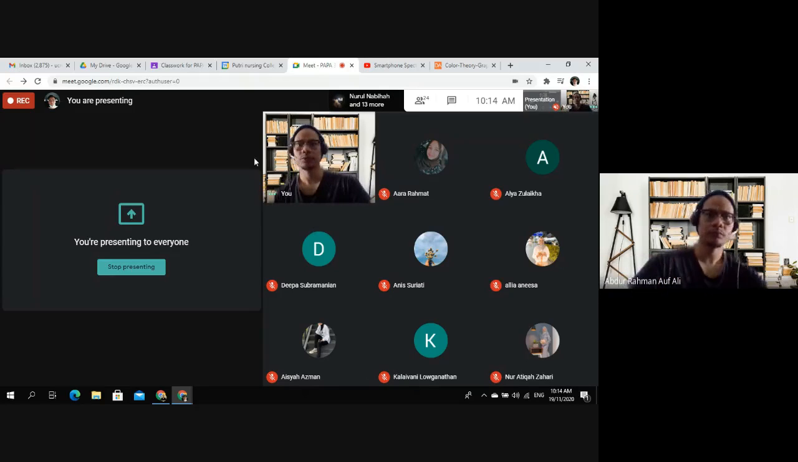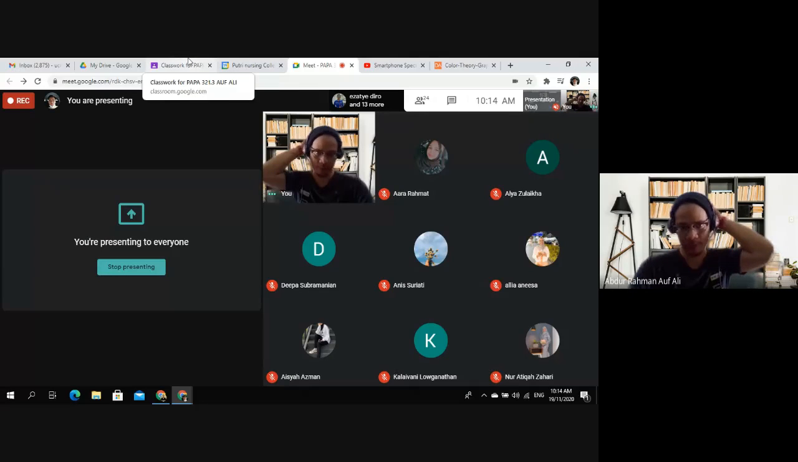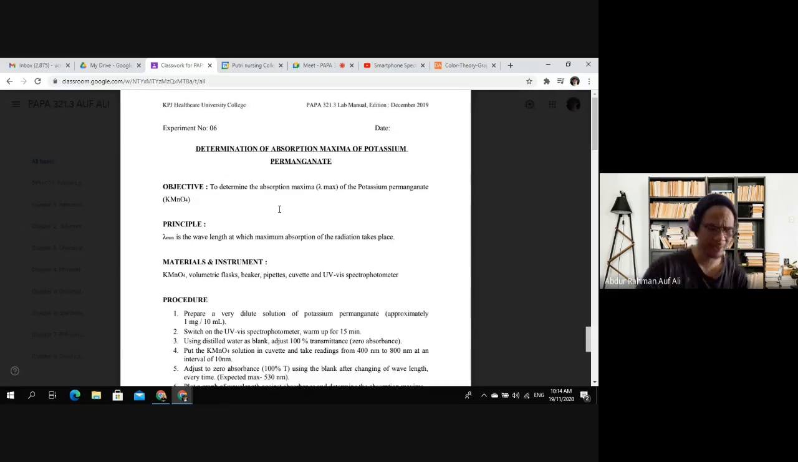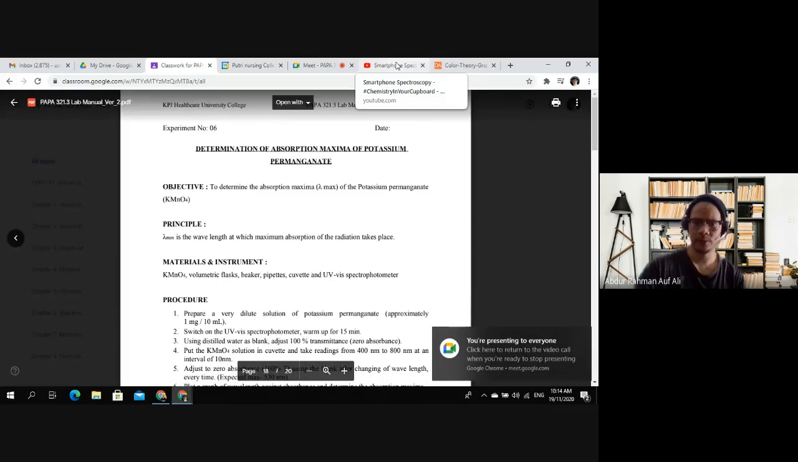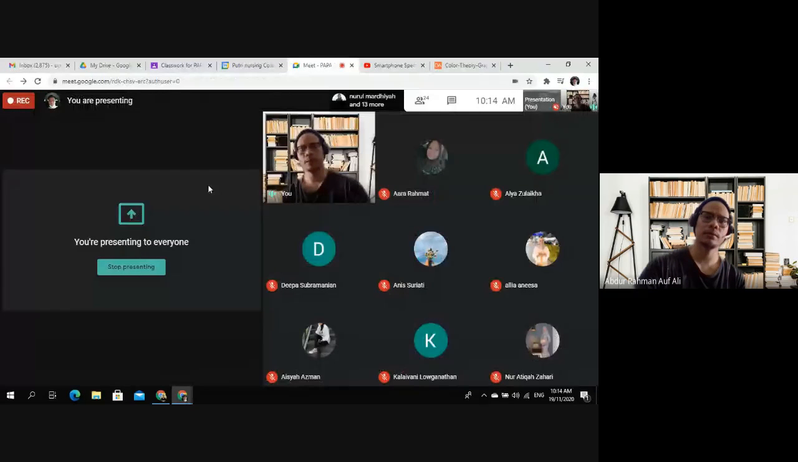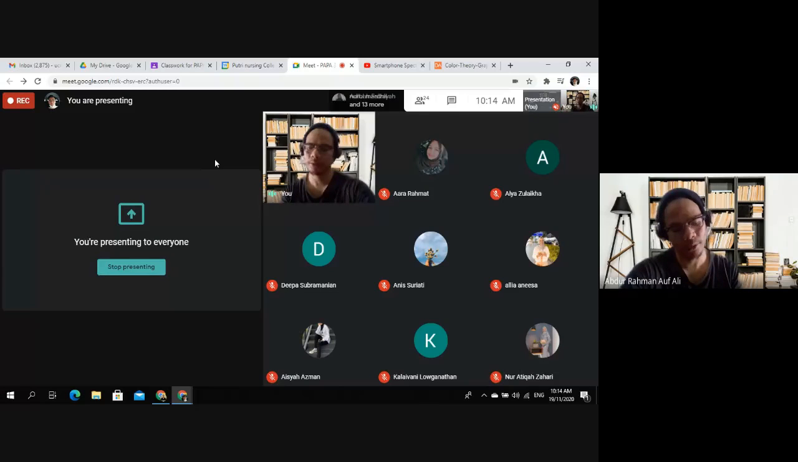Okay. So before we go through the experiments, I want to explain a bit about the principles of the instrument, spectrophotometer. This instrument is widely used in the pharmaceutical industry. We use it to determine a lot of things. For example, kita boleh determine the concentration of substance. Kita boleh determine the identity. Kita boleh tahu what kind of substance, what kind of chemical compounds are within the mixture.